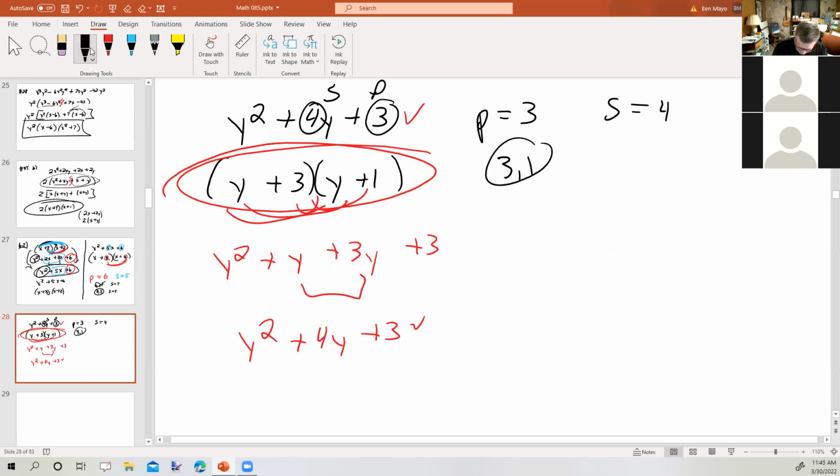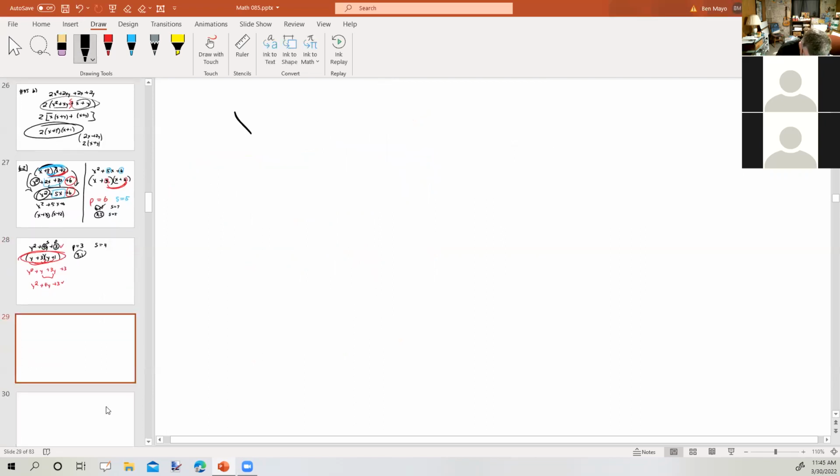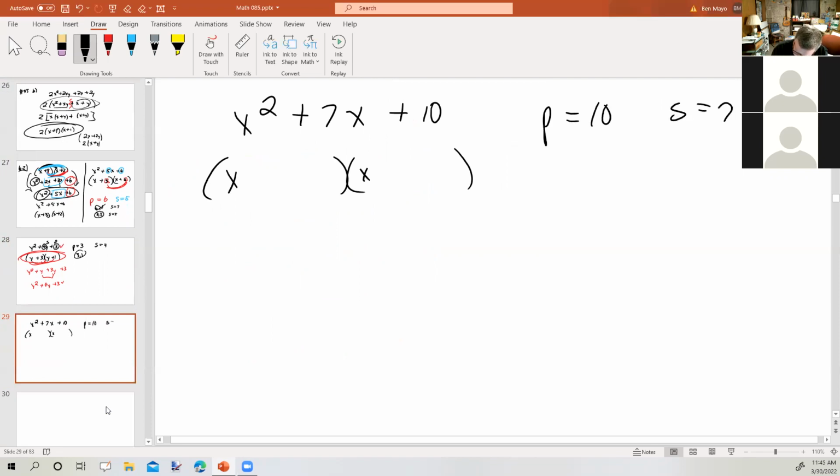Okay, let's take a look at another problem. X squared plus 7x plus 10. We're going to split up the x squared with an x and an x. We need a product, that's 10, and a sum, that's 7. Again, P stands for product and S stands for sum. Two numbers whose product is 10. How about 10 and 1, 5 and 2? But whose sum is 7. Well, this adds up to 11. That adds up to 7. So we've got a plus 5 and a plus 2.